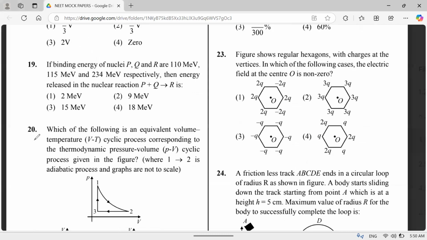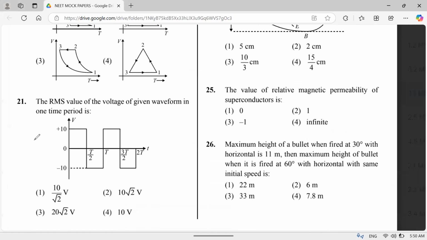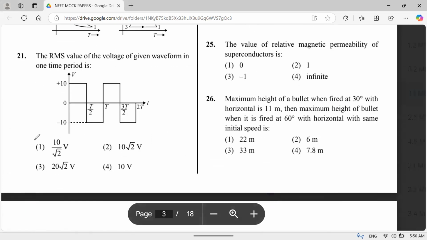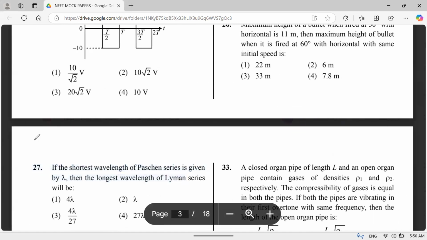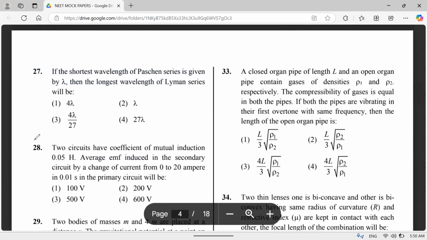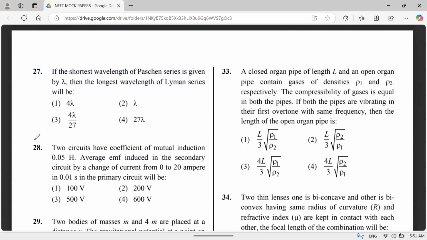24th is rotation. 25th one is magnetism. 26th one is kinematics. 27th is modern physics. Can anyone try question number 27? Faster, we don't have time. The shortest wavelength of the Paschen series is given by lambda. Then shortest wavelength for the Lyman series will be given how much? Faster, what is the formula?